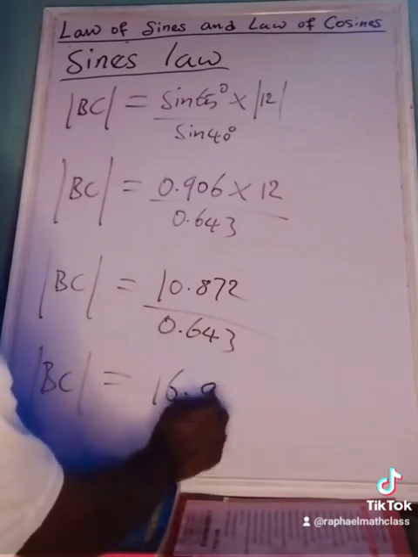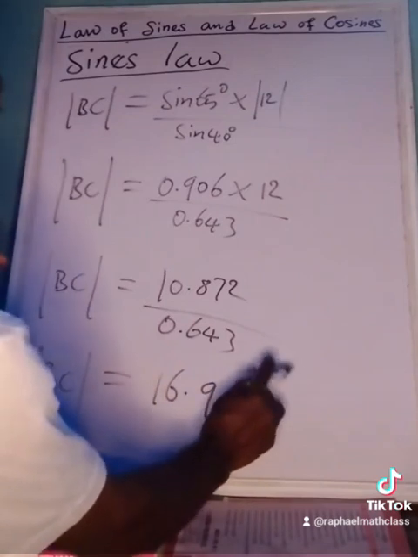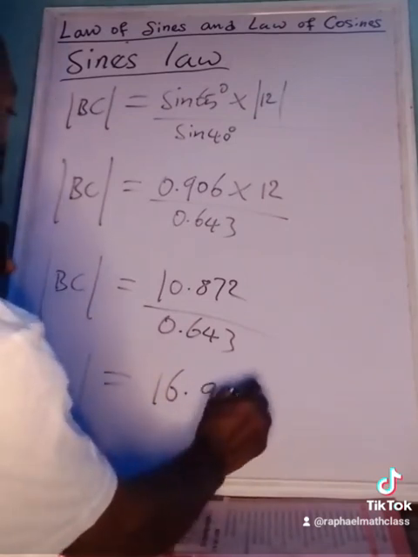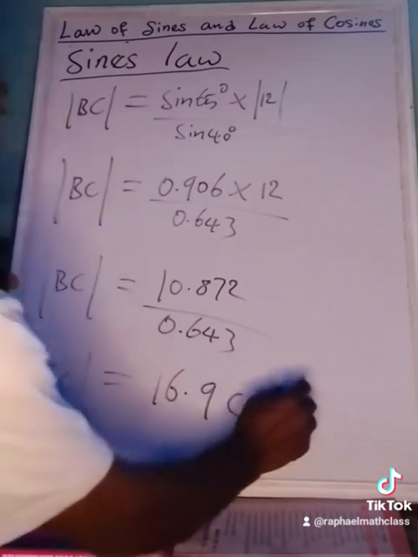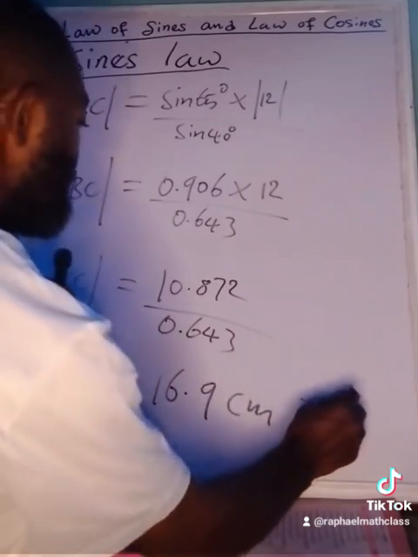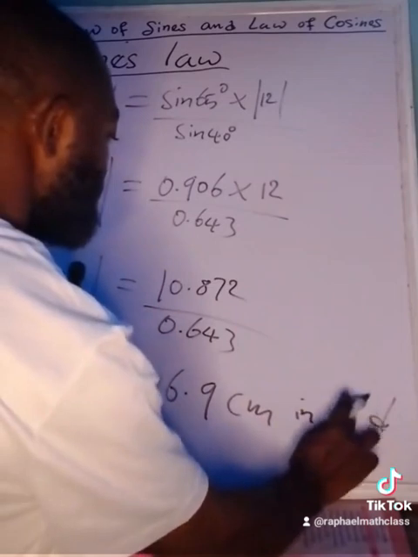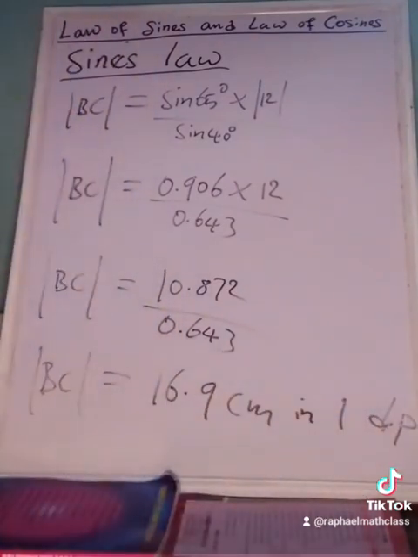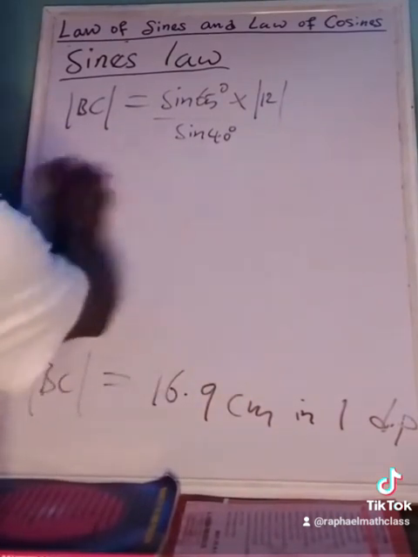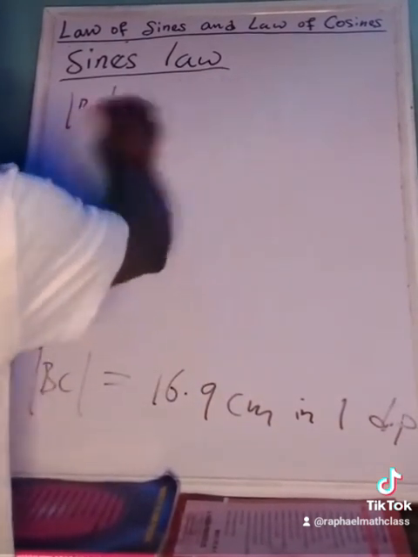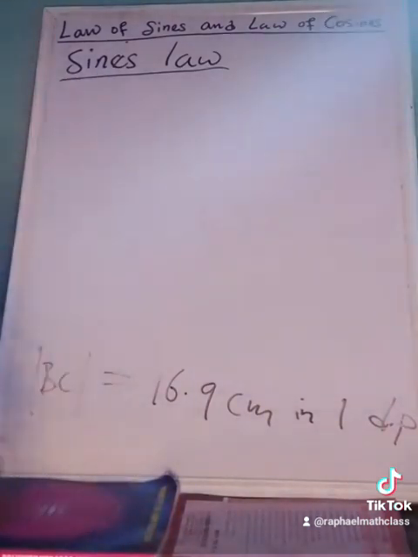So our side BC will therefore be equal to, when you divide 10.872 by 0.643, 16.9 in one decimal place. This is in centimeter, please. You understand? So our BC is therefore equal to 16.9 centimeter.